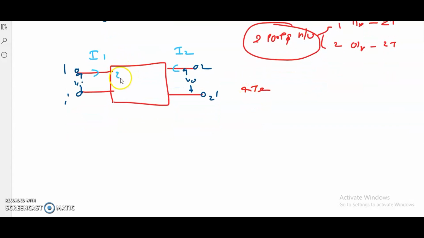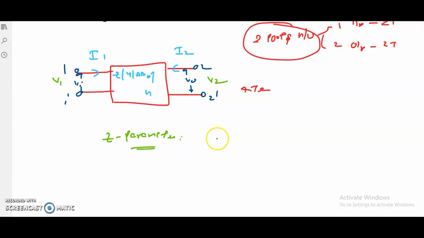Now after this, we have the 4 types: Z, Y, ABCD and H parameters. Coming to the Z parameter, let's take the input as V1 and the output as V2. That means input voltage is V1, input current is I1, output voltage is V2, and output current is I2. I1 and I2, both the input and output currents respectively, are entering into the 2 port network. So coming to the Z parameters.